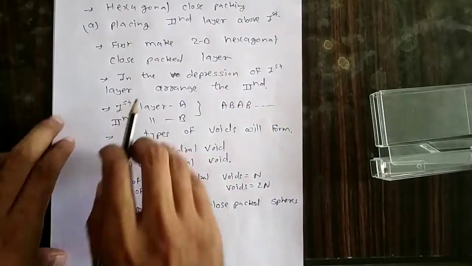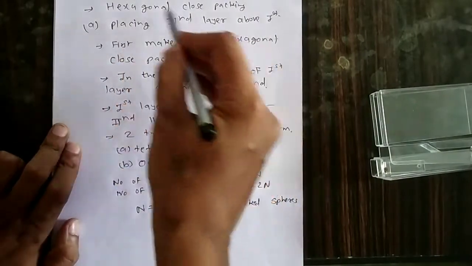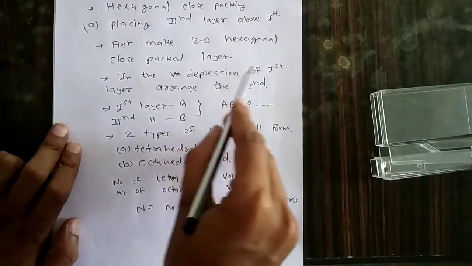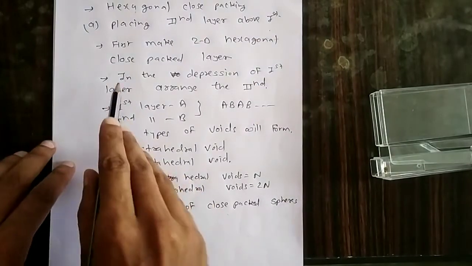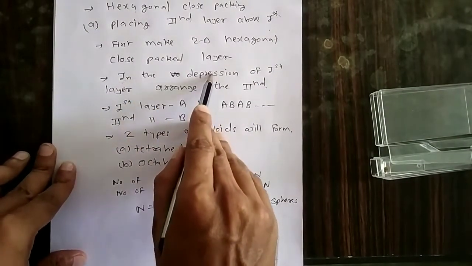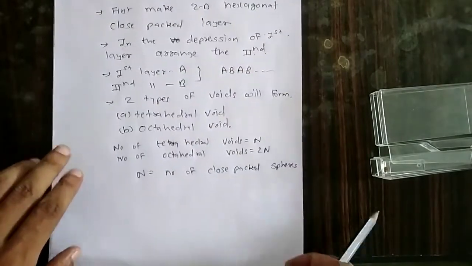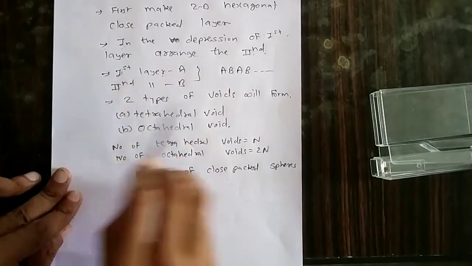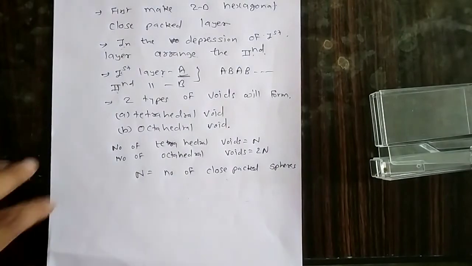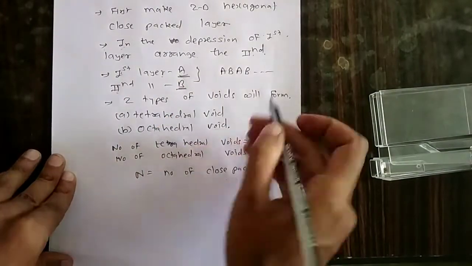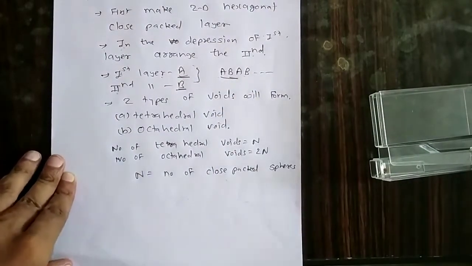Now here the next point you can see, in the hexagonal 3-dimensional structure, the second layer comes in between the gap of the first one. So here I have written that in the depression, means in the gap of the first layer, arrange the second one. Now if I denote the first layer, the whole layer, by A, the second layer is different here. It is coming in between the gap, so it will be B layer. So the overall solid will form in such a way: AB, AB and so on.